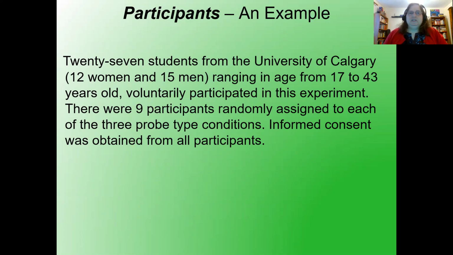Okay. Of course, you'll probably want to put that last line in yours too, that you obtained informed consent. And again, remember, you're not actually working with any real people. I will be supplying data.